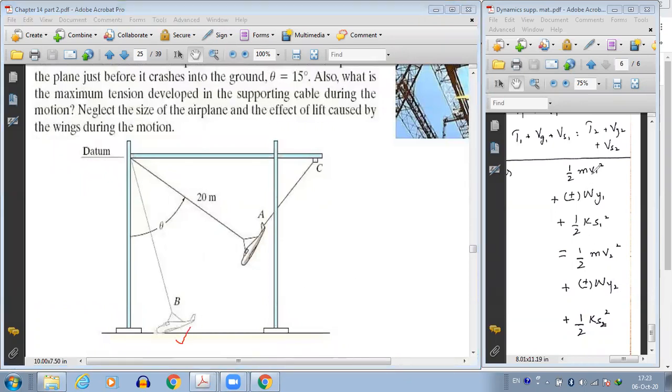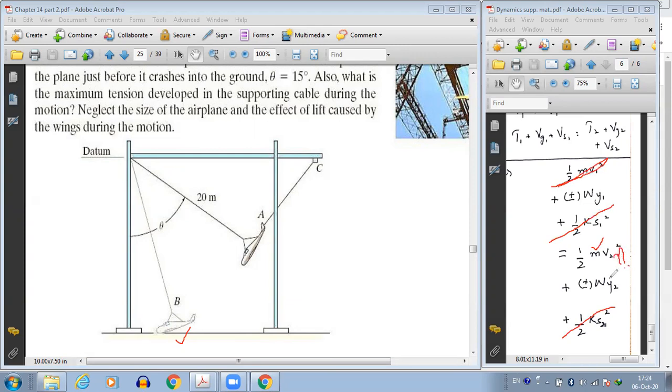So initial velocity is 0. First of all, there is no spring here, so just cancel these terms. Initial velocity is 0, so initial kinetic energy is also 0. Final velocity: mass is known, velocity we need to find out. What is the final velocity?